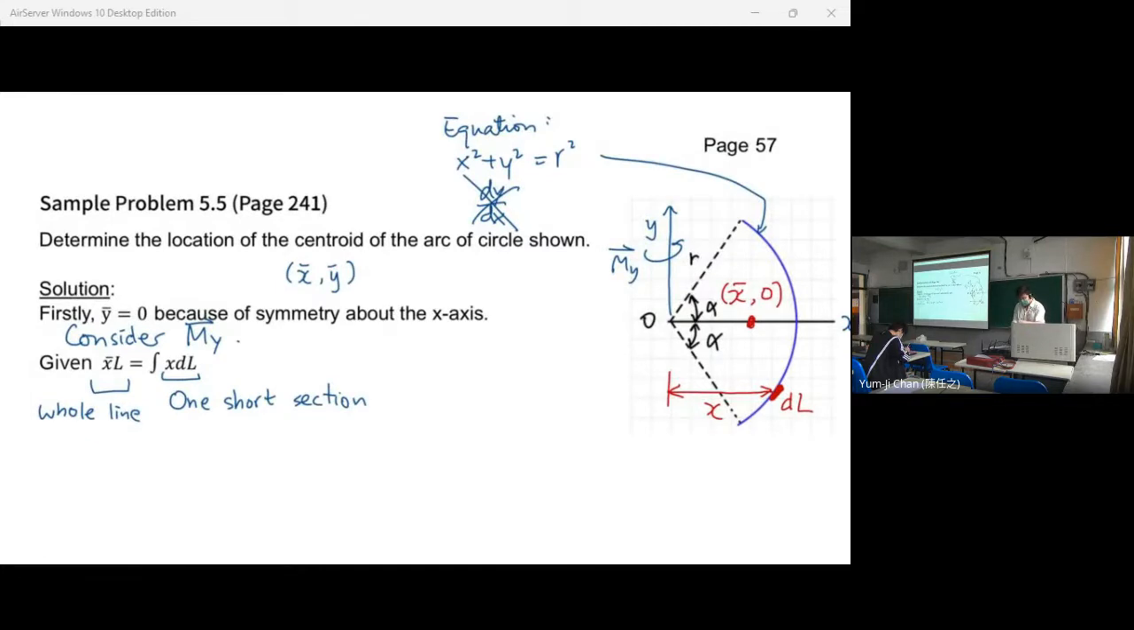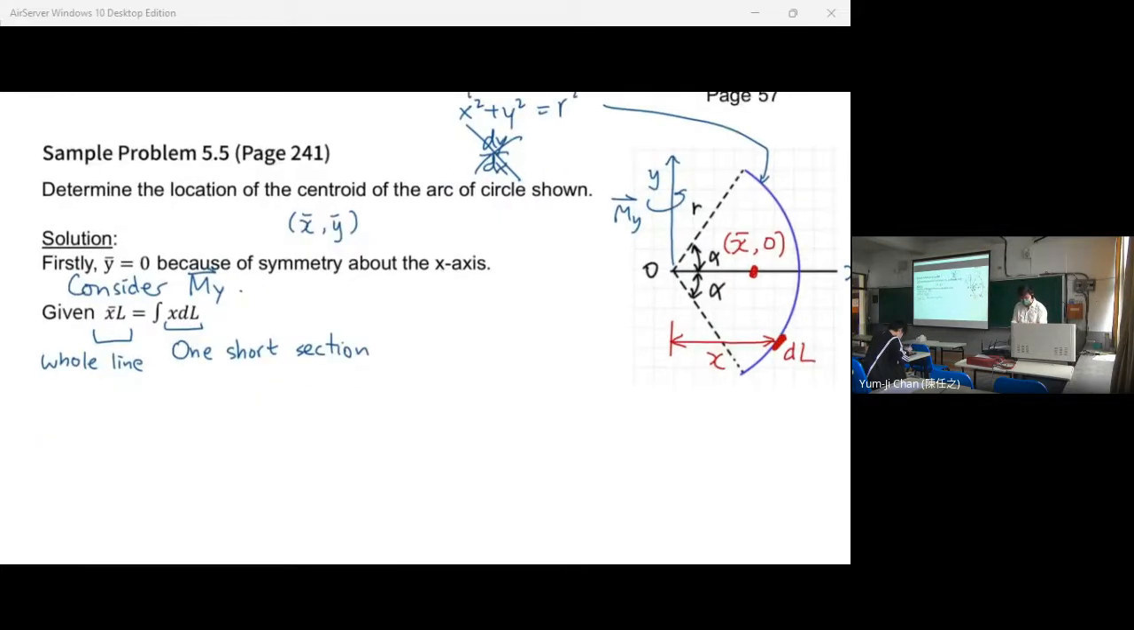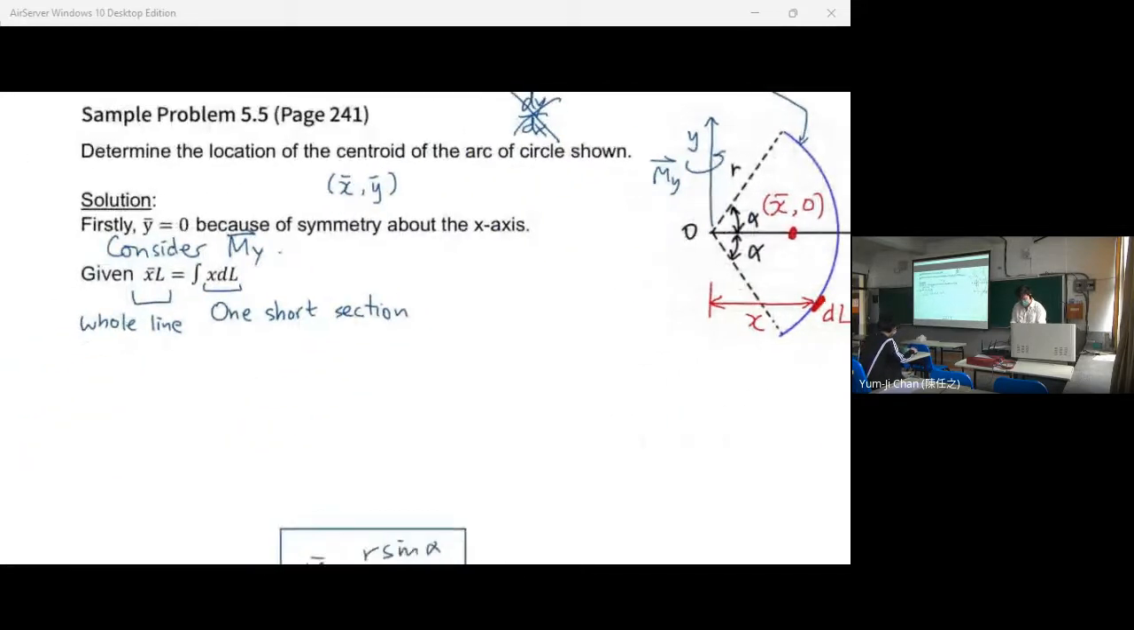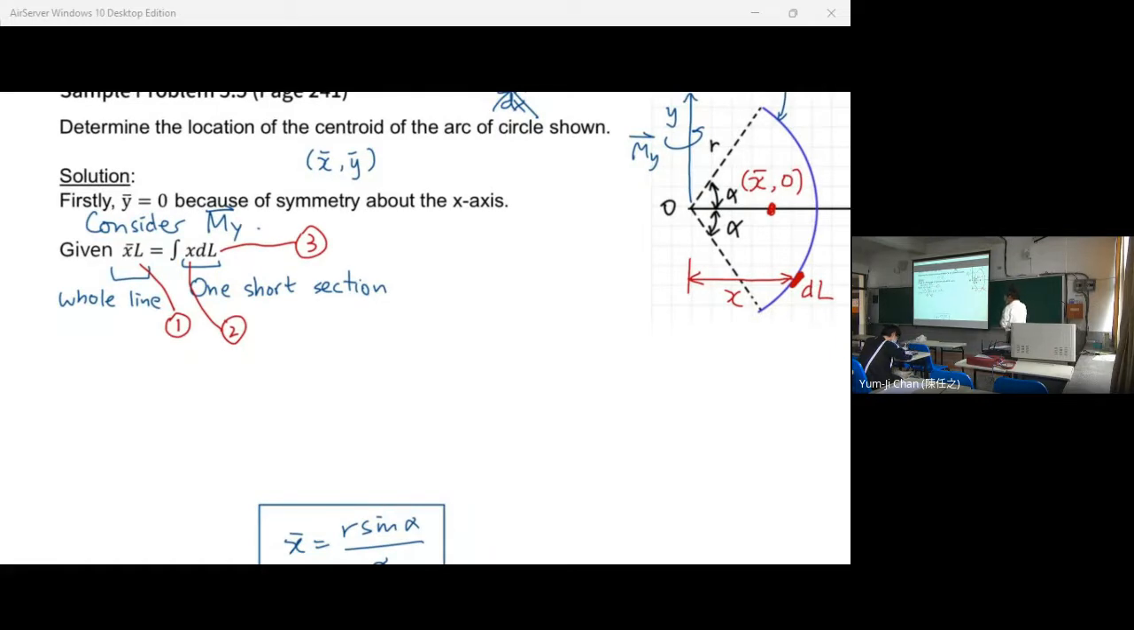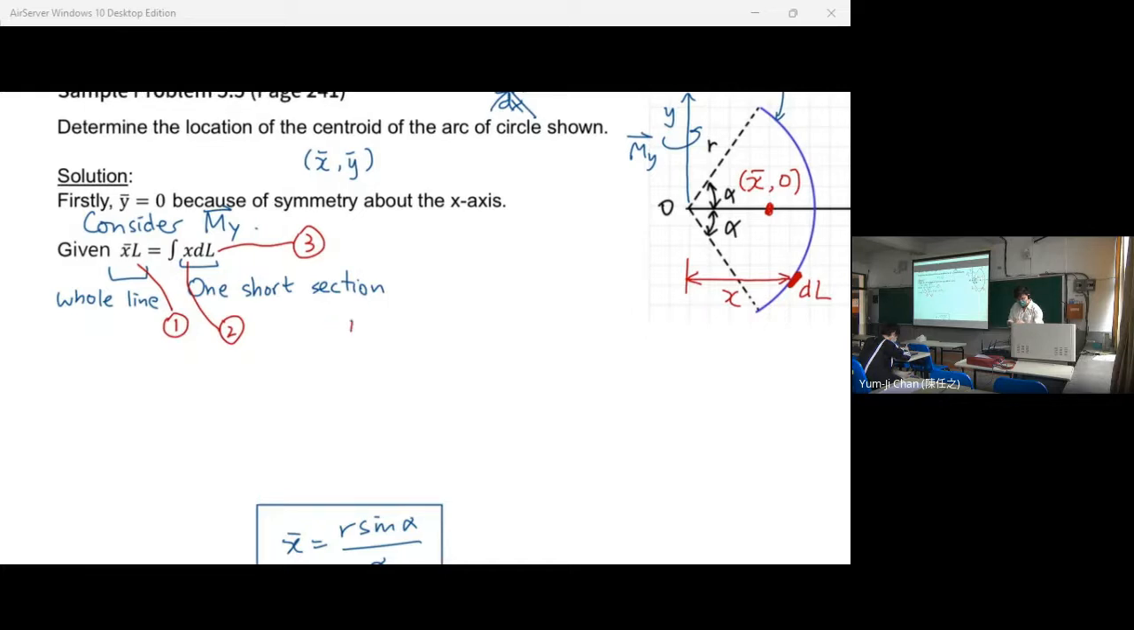So we have three unknowns here to get x bar. We don't know L, we don't know x, and we don't know DL. We work on them one by one, and the first part is L.